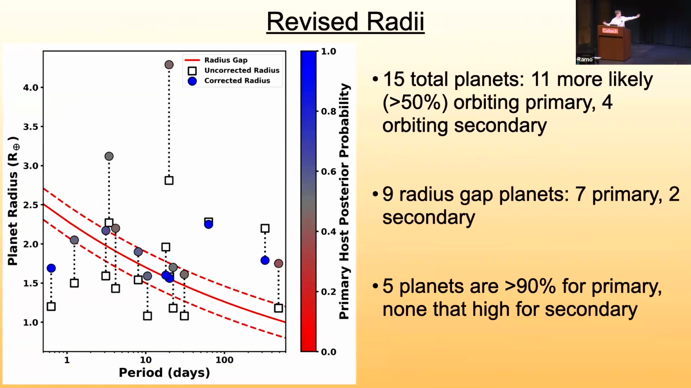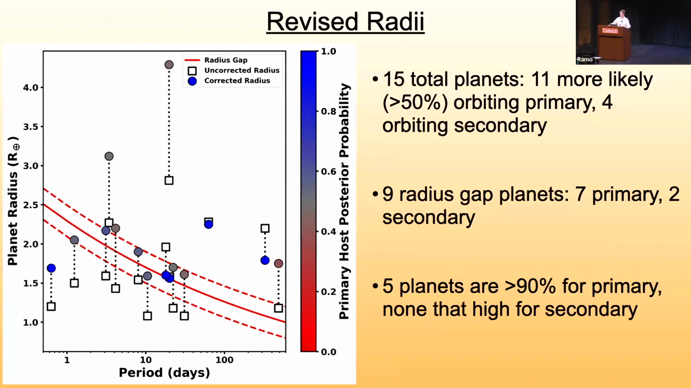So these are the results that I've gotten so far. The x-axis is the period of the planet in days, and the y-axis is the planet's radius in Earth radii. Those empty squares are the uncorrected Kepler radius values. Those are what you would see on the Exoplanet Archive right now. And then the circles are the corrected radius values, and they're color-coded by the primary host posterior probability, meaning that those solid blue points are very highly probable to be hosted by the primary star, and solid red points would be very probable to be hosted by the secondary star, and then gray points are somewhere in the middle.